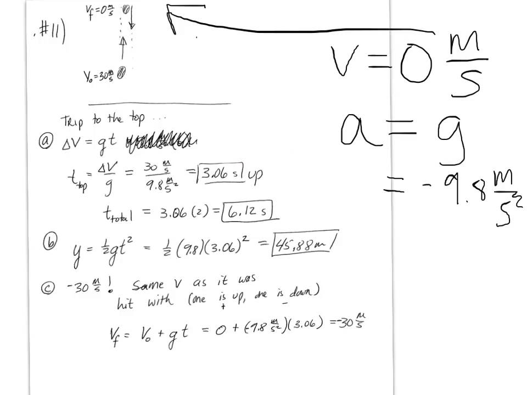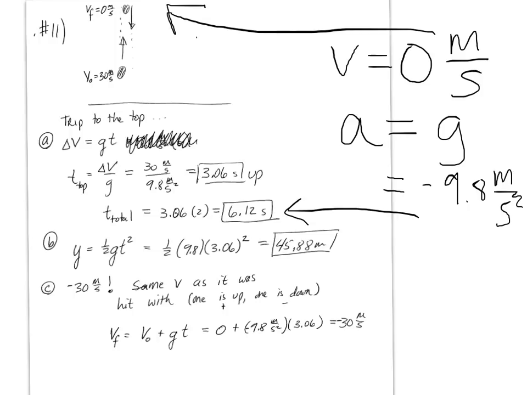So you got to be careful there and make sure that you realize that the 3 seconds that you get when you take velocity divided by gravity is just the time to the top. To get the total time here, you have to take that number and multiply it by 2, because it went up and then it came back down.